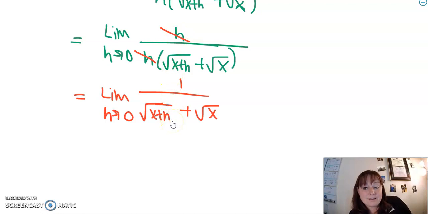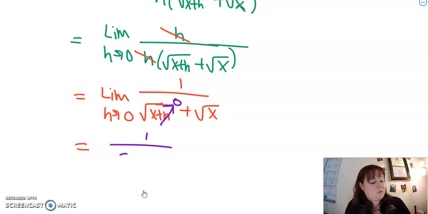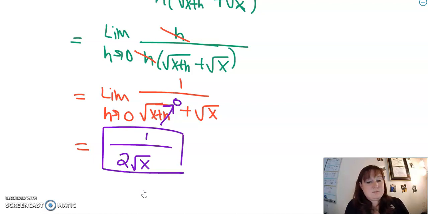So here I am. I've simplified it all the way down. And now I can say, okay, when h approaches 0, as h gets really, really close to 0, that gets really close to just root x, right? So I get root x plus root x, which, if you think about it, as this approaches 0, it disappears. So I end up with 1 over 2 times root x, because I have root x plus root x. So this is the derivative of the original function, which tells me if I put any value in for x, I will get out the slope of the tangent line at that specific point.